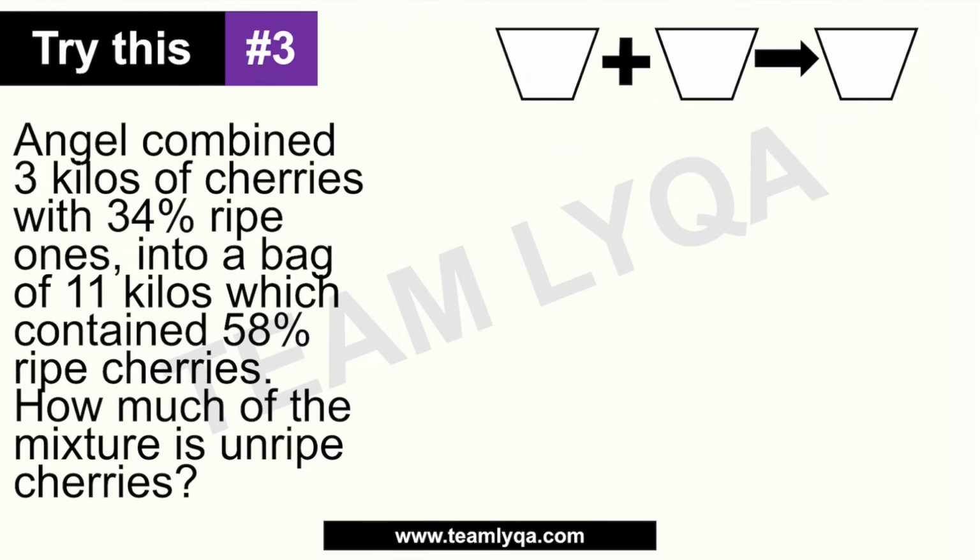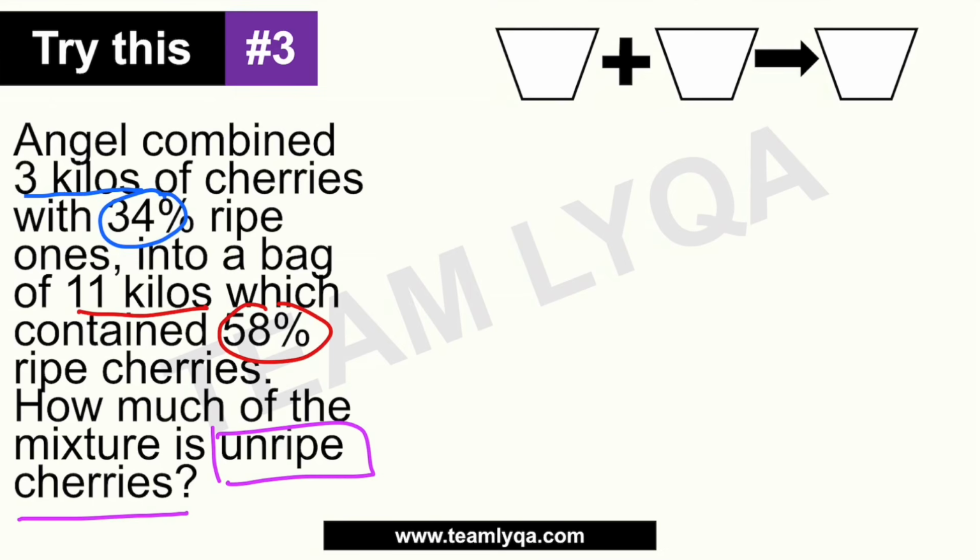Now, dito na tayo sa number 3. So again, shout out kay Angel. Sabi, Angel combined 3 kilos of cherries with 34% ripe ones into a bag of 11 kilos, which contained 58% ripe cherries. How much of the mixture is unripe cherries? Okay? Now, let's look at yung steps natin. Same thing, 3 kilos, 34%. Hinalo daw siya sa 11 kilos naman na 58%. Ang hinahanap ngayon is how much of the mixture is what? Unripe cherries.